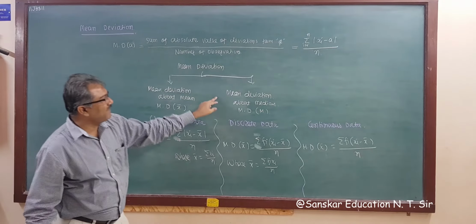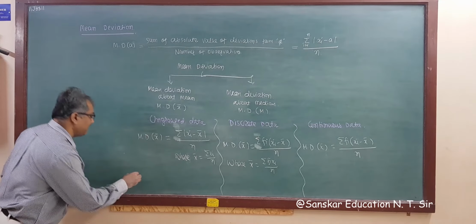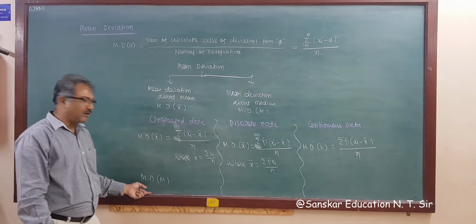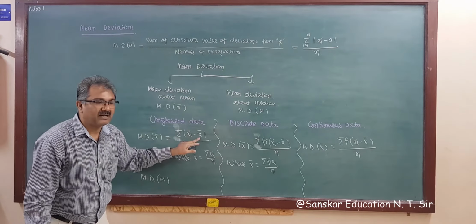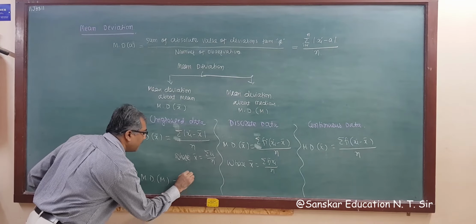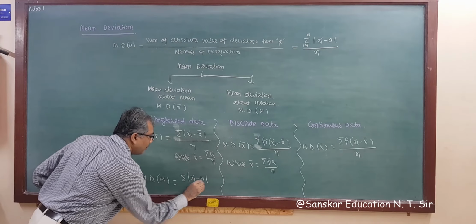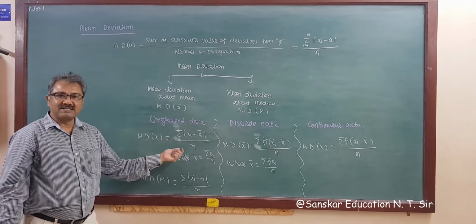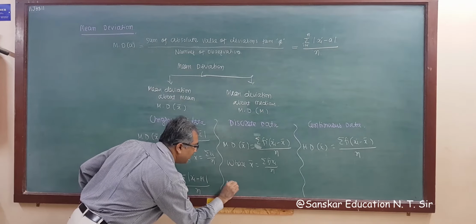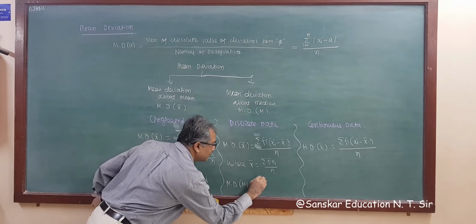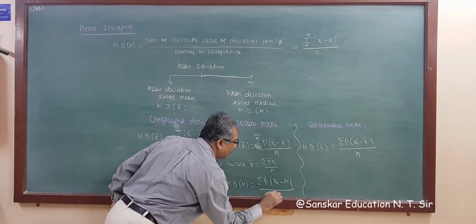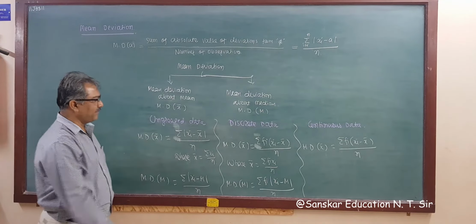Now another is mean deviation about median. The formula is the same, but instead of x bar you have to write the median m. So this is equal to sigma |xi minus m| upon n, where m is the median. And for discrete or continuous data, the same formula: mean deviation about median is equal to sigma fi |xi minus m| upon n.